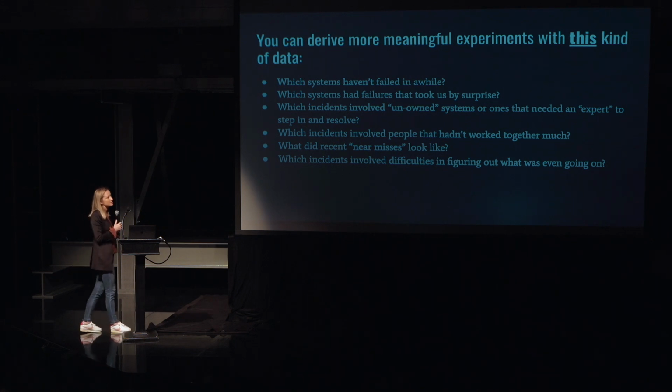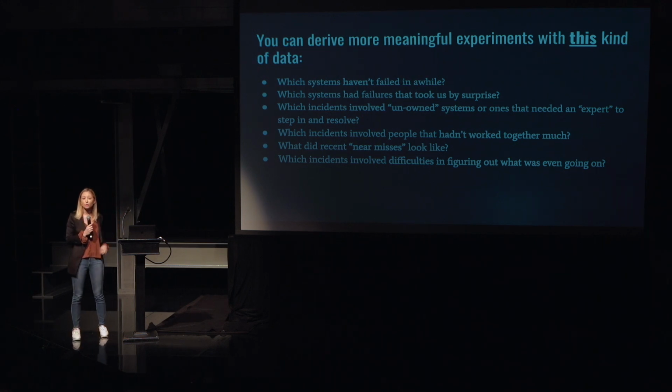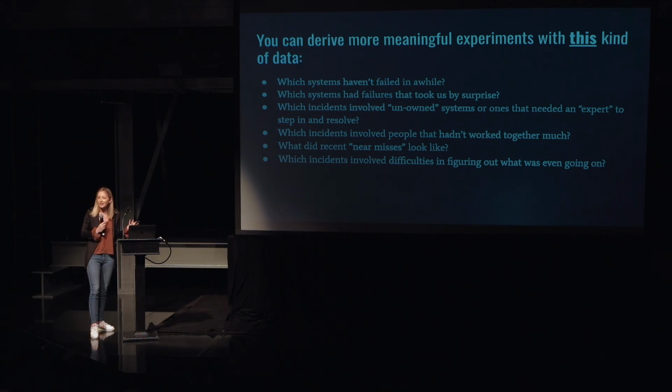What did recent near misses look like, and which incidents involved difficulties in figuring out what was even going on? That goes back to Corey's talk this morning too: how do we figure out what's going on? This is all stuff that you can quantify and put as part of your incidents, and it doesn't stop here. This isn't something that you just lift and shift to every organization. This is very org dependent.